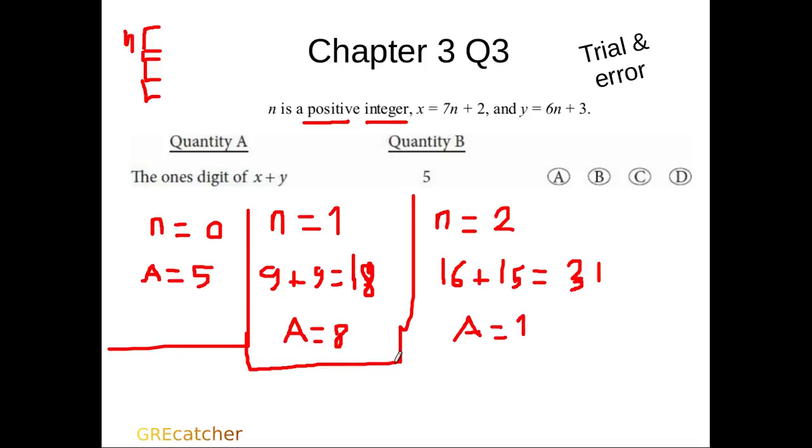Now you have 3 scenarios. n could be anything, and quantity A could be greater than, equal to, or less than quantity B. So the relation cannot be determined in this case, and you will choose choice D. And that's the method of trial and error.